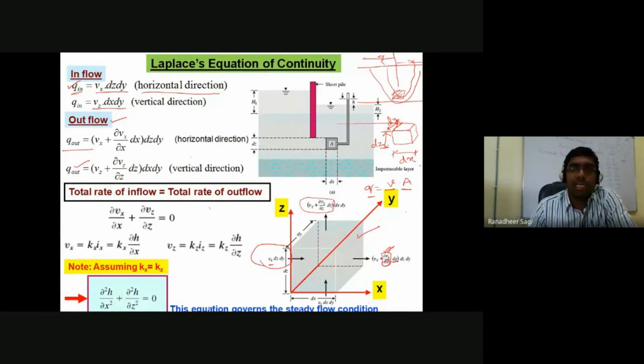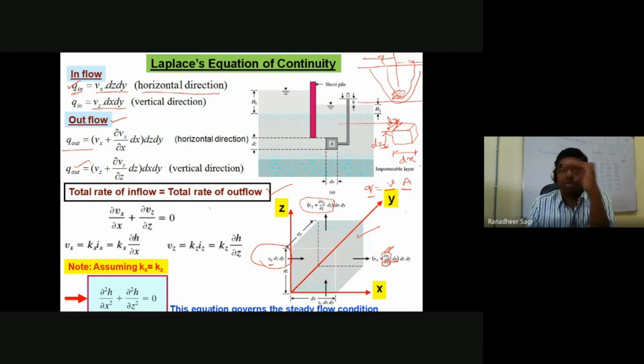In such a case, the condition of the continuity function which we need to satisfy is that the total rate of flow into the soil element should be equal to the total rate of flow coming out of the soil element. I am not talking particularly about a direction; rather, into the element is equal to out from the element. Whatever amount of water seeps into the element, that same amount has to come out of the soil element, not only in one direction but in a combination of the x as well as z directions. If the total rate of inflow is equal to the total rate of outflow, then only can we say that the flow condition we are looking at is a steady state flow.